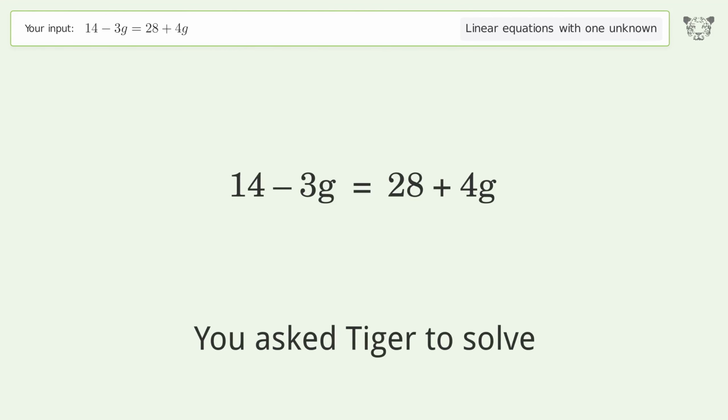You ask Tiger to solve. This deals with linear equations with one unknown. The final result is g equals -2. Let's solve it step by step.